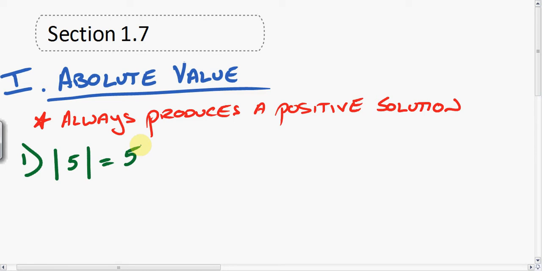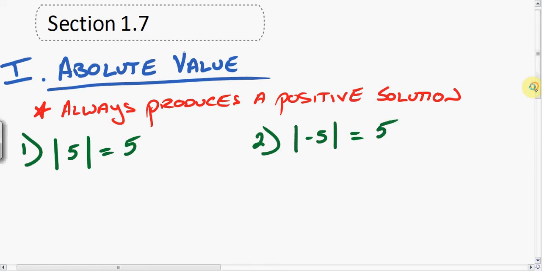What if we made it negative? Let's look at number 2. We've got the absolute value of, say, negative 5. Well, we know the answer always produces a positive solution, so the absolute value of negative 5 is positive 5. The absolute value of negative 10 is positive 10. The absolute value of 10 is positive 10.